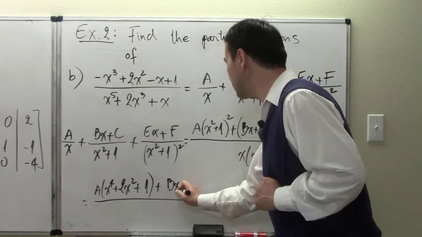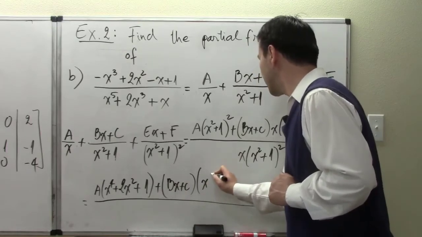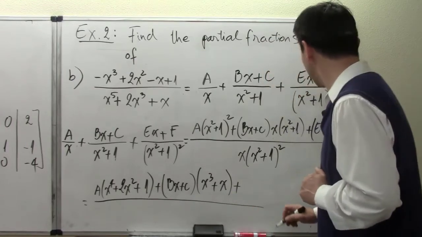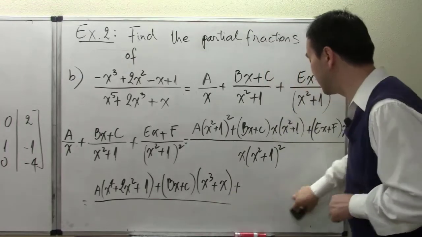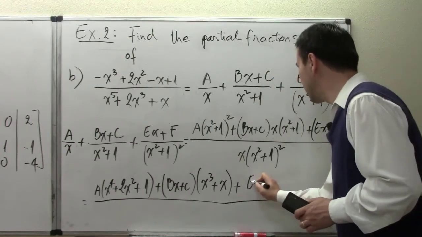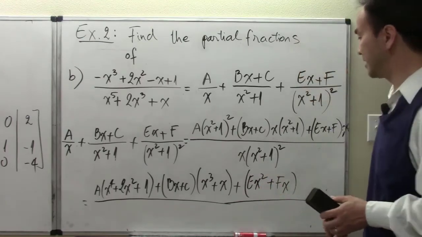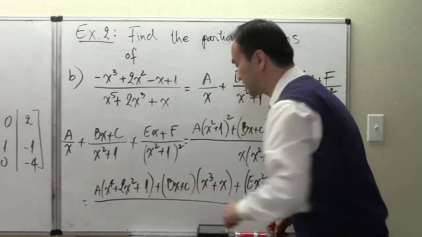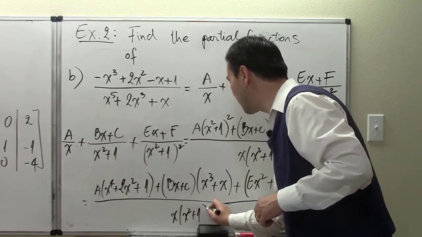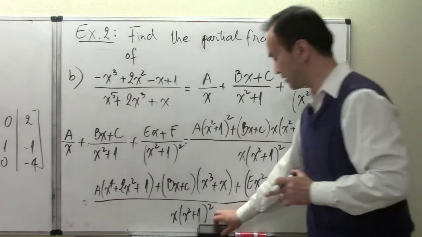let's take it in slow steps here, bx plus c times, now all of this here is an x squared, now x cubed plus x. Okay, and plus, the last term here is just a simple distributive law, so we're looking at ex squared plus fx. Okay, and then I'm going to take one more step for each one of these. So there's x and then x squared plus 1 all squared. All right, and so it looks like I'm going to need the other board for that.